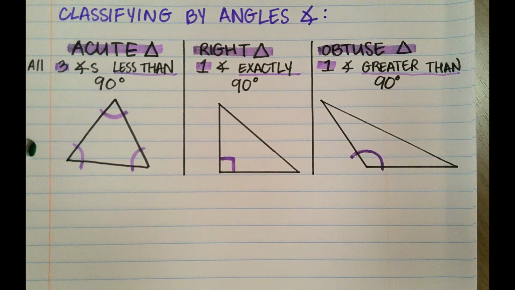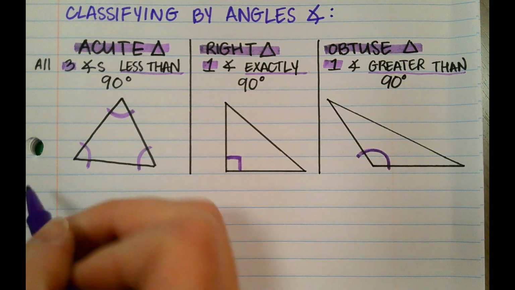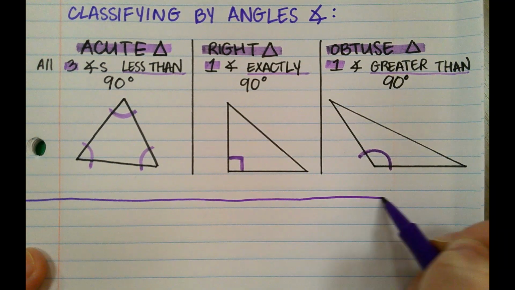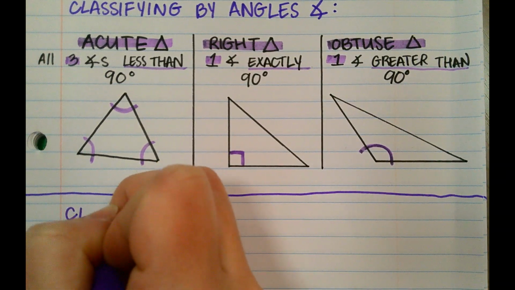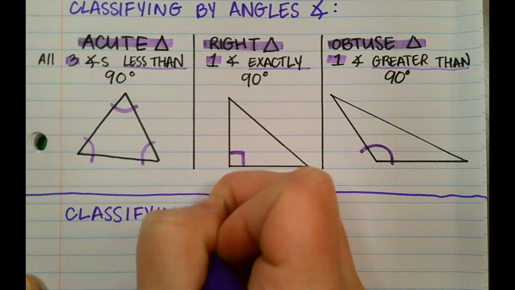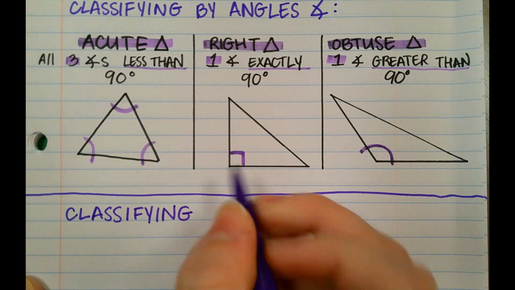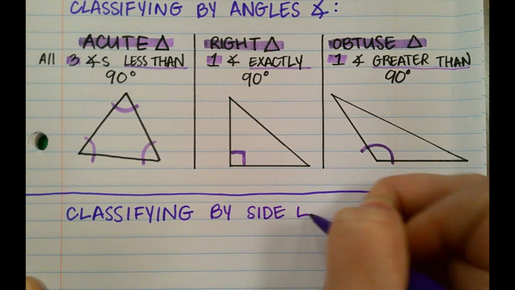So I'm going to shift that up a little bit, and I am going to start the next little section here where we just classified by angles, but now we're going to classify by side length. I'll just draw a little line to separate the two. Side length.